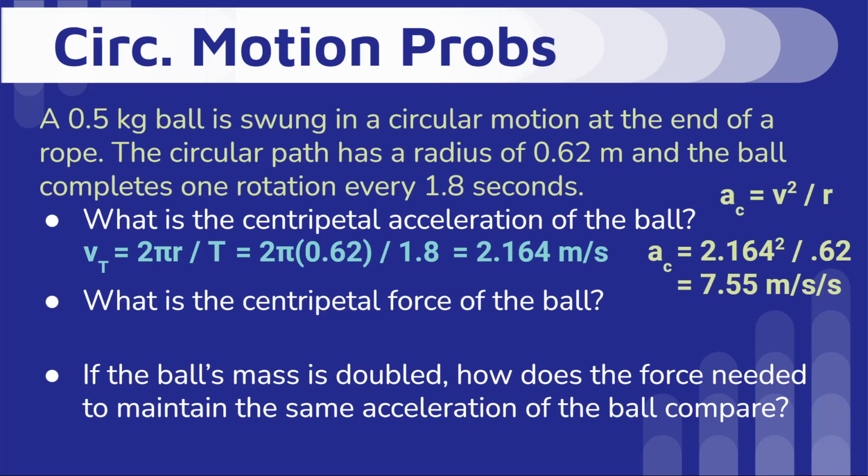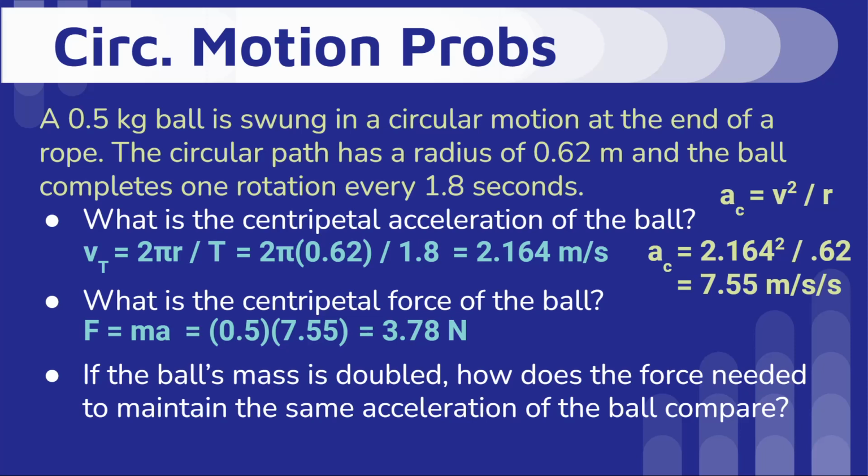Well, I have the equation F equals ma. I know centripetal force equals mass times centripetal acceleration. I have the mass in the question. I just found the acceleration, so I can just plug those things in, and I can find the force. And so if I substitute those in, my mass in the question is 0.5, my acceleration that I just found is 7.55, and I get a centripetal force of 3.78 newtons.